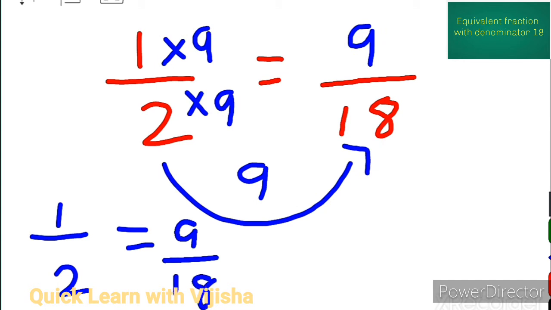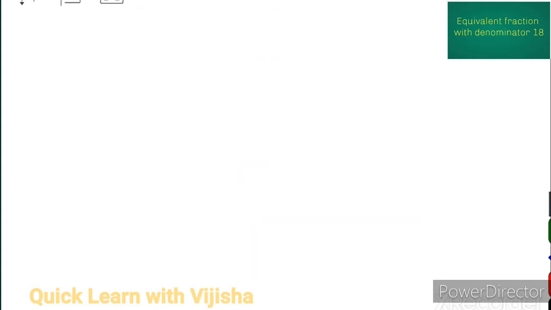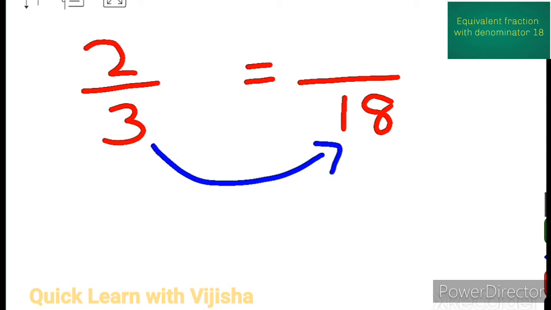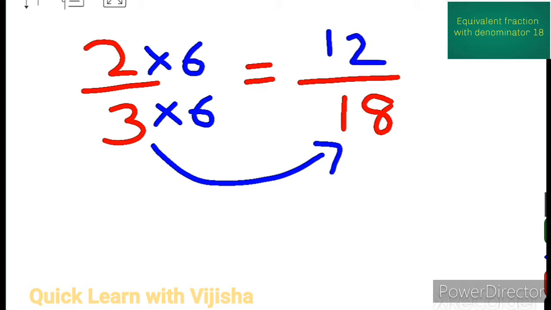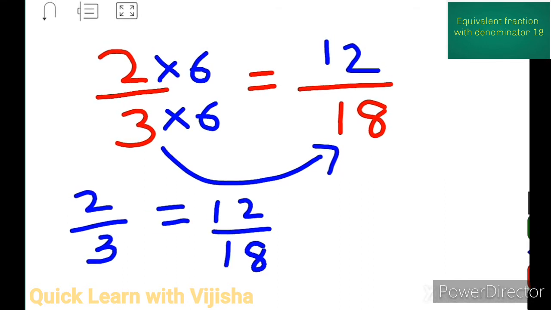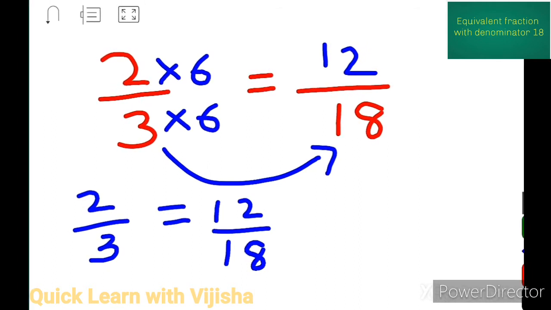Understanding children? Same way we will see one more sum to make the concept clear. So we will see the second question, 2 upon 3. We have to make the denominator as 18. So for 3 and 18, what we will multiply? 6. 3 6s are 18. We will multiply in the numerator as well. So 2 6s will become 12. So for 2 upon 3, your equivalent fraction is 12 upon 18. Understanding? This way you can solve the rest of the sums.